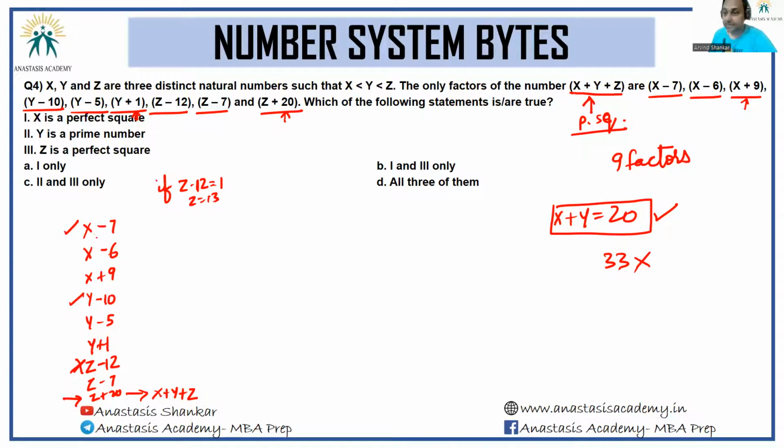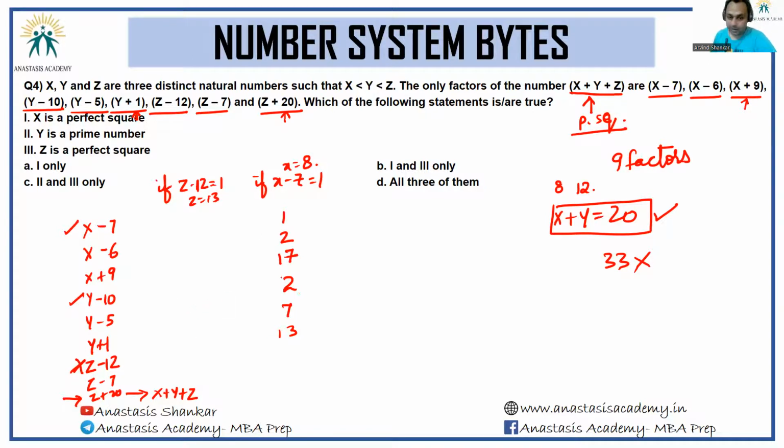Let me put x minus 7 as the smallest factor. If x minus 7 was equal to 1, then x would be equal to 8. If x is equal to 8, y would be equal to 12. Now see the list of factors that we get: x minus 7, 1; x minus 6, 2; x plus 9, 17; y minus 10, again 2; y minus 5, 7; y plus 1, 13, and we'll worry about everything else later.